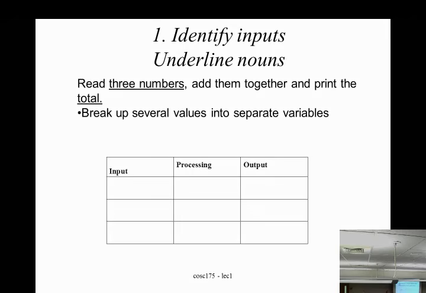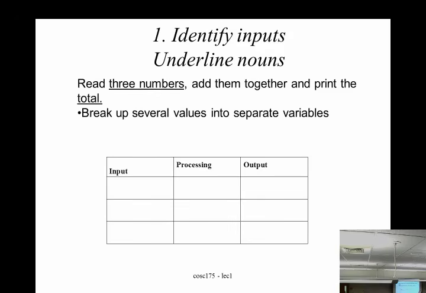So if I actually underline the nouns, and I said 3 numbers and I underlined that, and I took total and underlined that, there's the first step towards my input and my output, okay? So where do you think total goes? Does everybody agree the total comes over here under output?